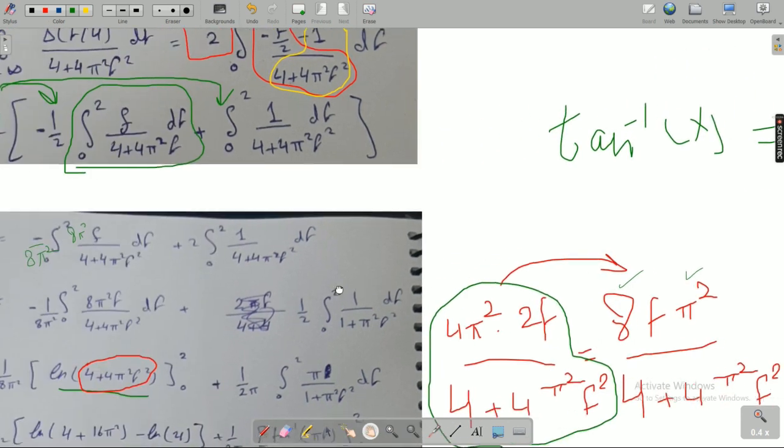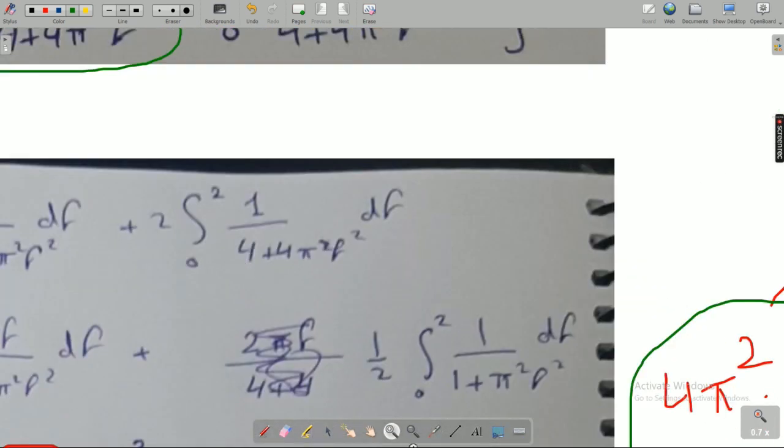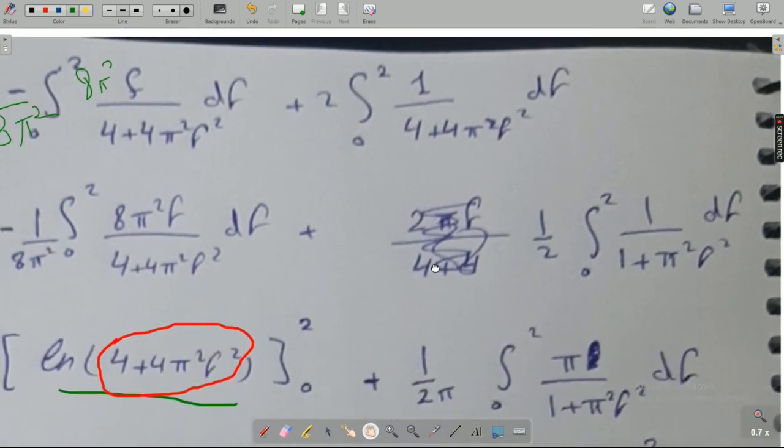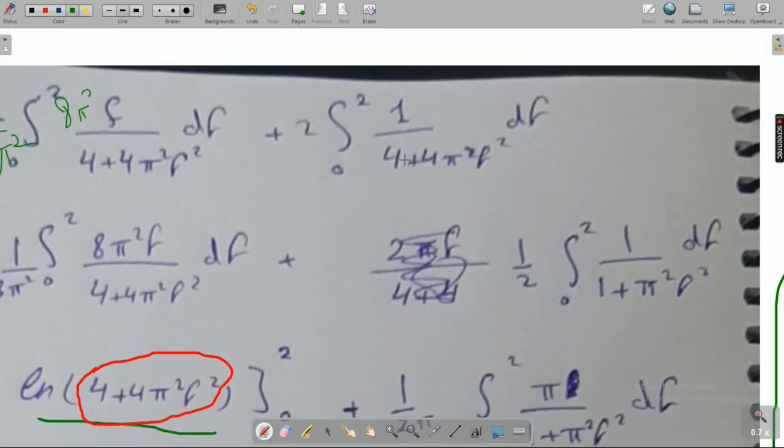So here, if we look, we will see what I have here: 4 plus 4 pi square f square. So I decided to take 4 as a common factor to make my life easier. So here it becomes 2 over 4. This is 2, and 4 is the one that I have just taken as common factor. So the remaining part is 1 over 1 plus pi square f square.